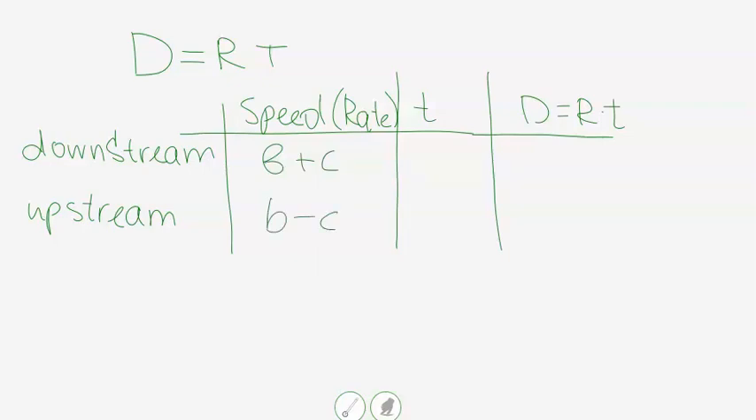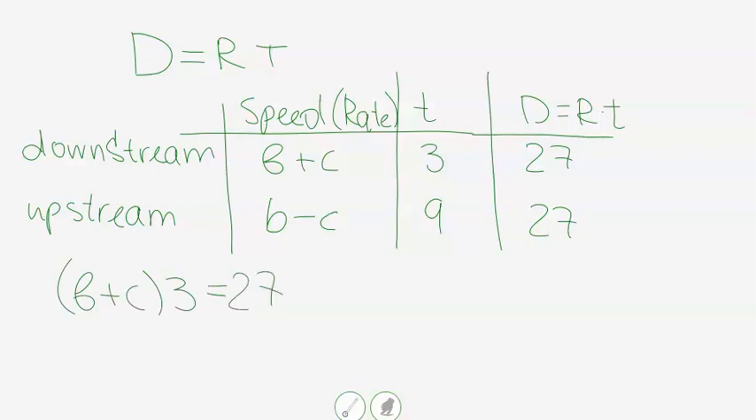Now we know time. It took 3 hours to get there and 9 hours for the return trip. And distance we know is 27 miles. It's the same. So that means we are getting two equations. Rate times time is distance. So we need to write rate b plus c times time equals 27, and b minus c times 9 is also 27. So we got two equations with two variables b and c.